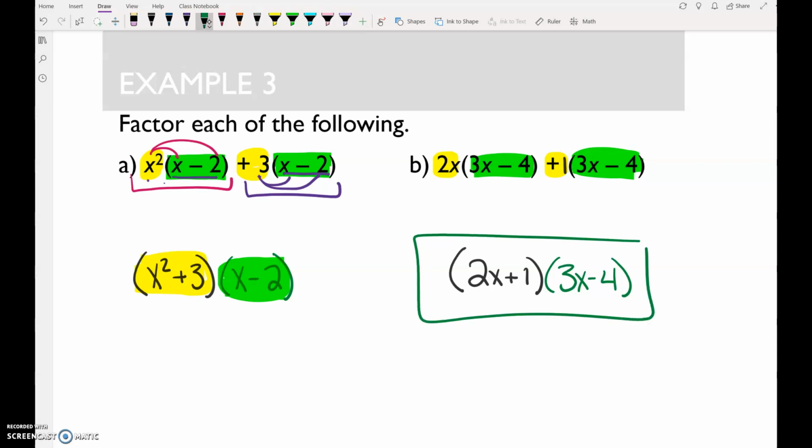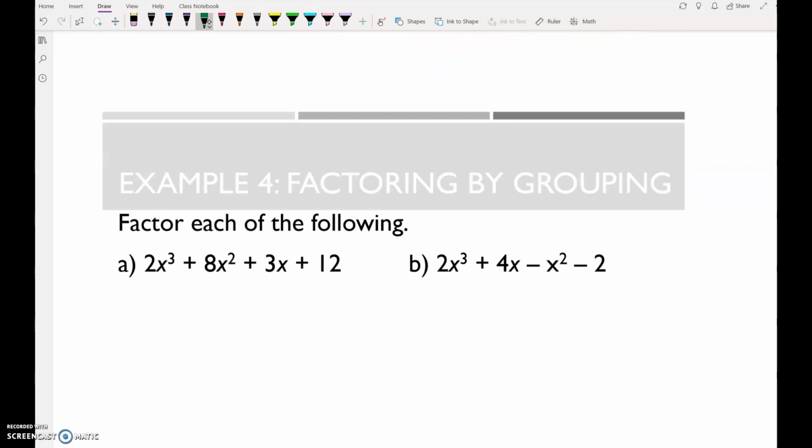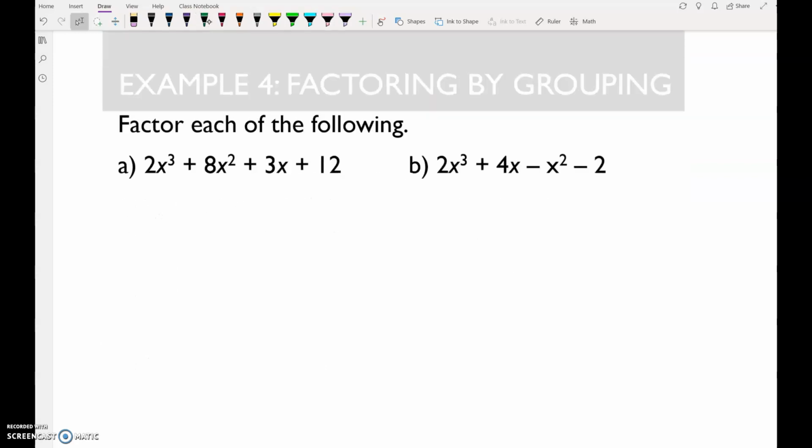Okay, example 4 is going to combine what we did in example 1 and 2 with example 3. So let's look at example 4. This is true factor by grouping. For factor by grouping, you split this 4-termed polynomial into 2 groups. Directly after the second term, split it. So you have the first 2 terms in the first group and the third and fourth term in the second group.